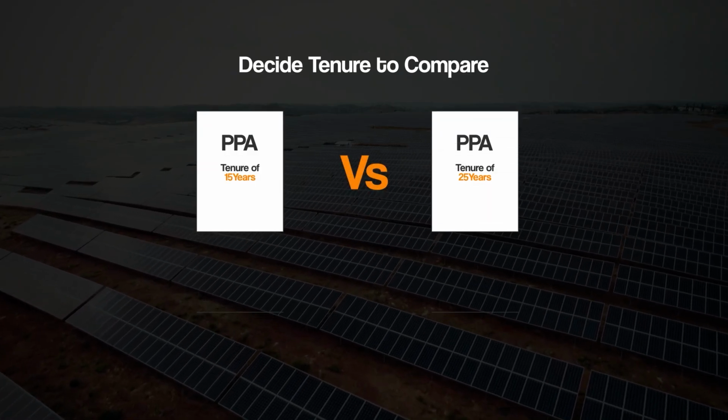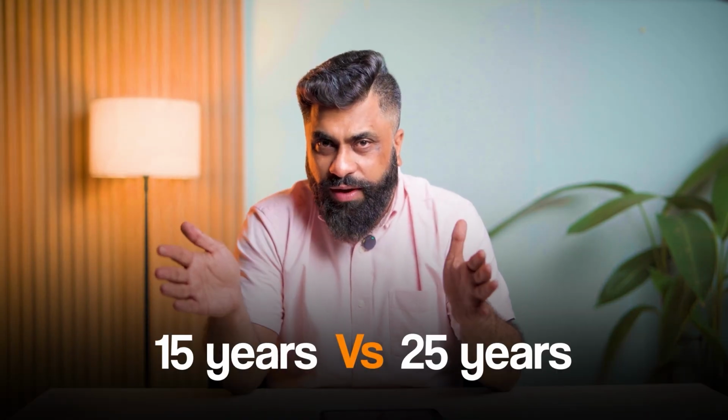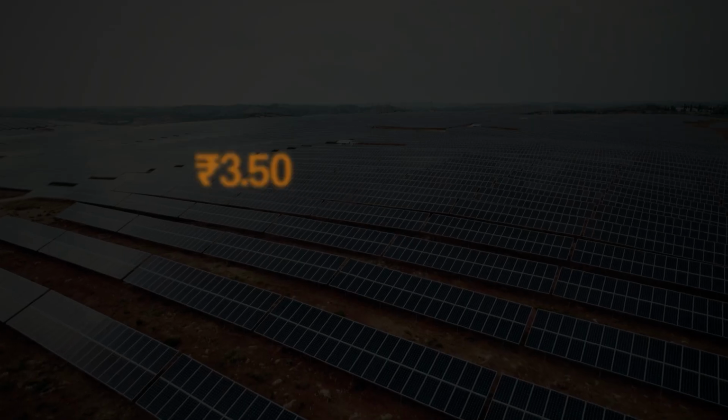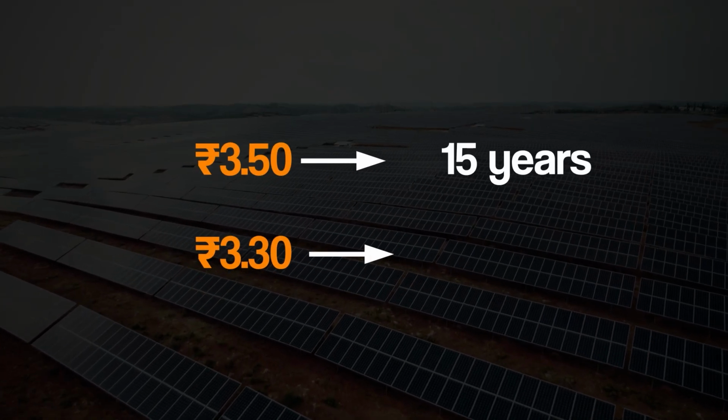Step 1, decide which tenure you are comparing. Are you comparing 15-year versus 25-year, 15-year versus 20 years? Decide that first. This is where step 1 is completed. Step 2 is to get the tariff for both of these tenures. For example, if you're comparing 15 versus 25, like this managing director, then get the tariff from the developer, ask him to quote the tariff for both the cases. For example, 350 for 15-year and then 330 for 25-year.